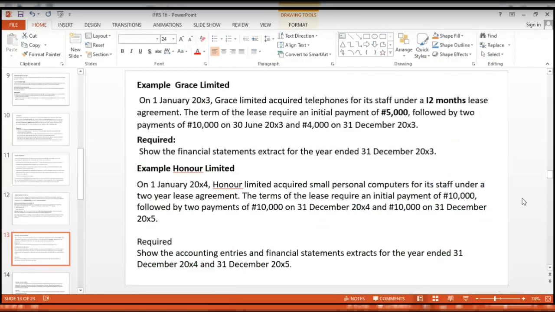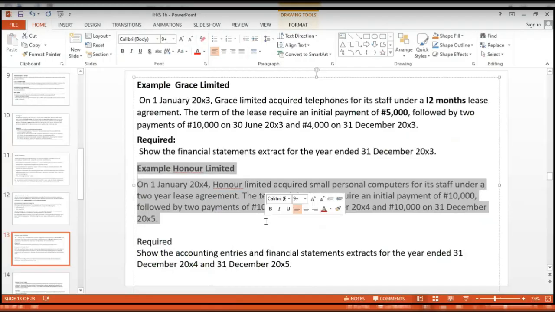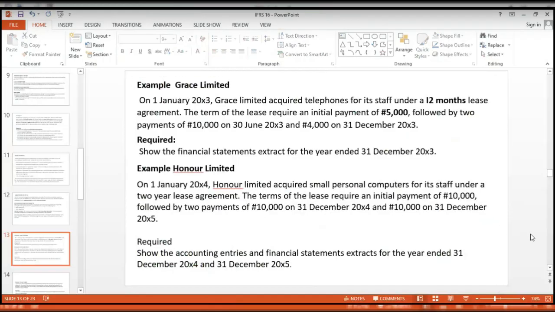So we have the second example here. Honor Limited. On 1 January 2024, Honor Limited acquired small personal computers for its staff under a 2-year lease agreement. The term of the lease requires an initial payment of 10,000, followed by payments of 10,000 on 31st December 2024 and 10,000 on 31st December 2025. Required: show the accounting entries and the financial statement extract for the years ended 31st December 2024 and 31st December 2025.